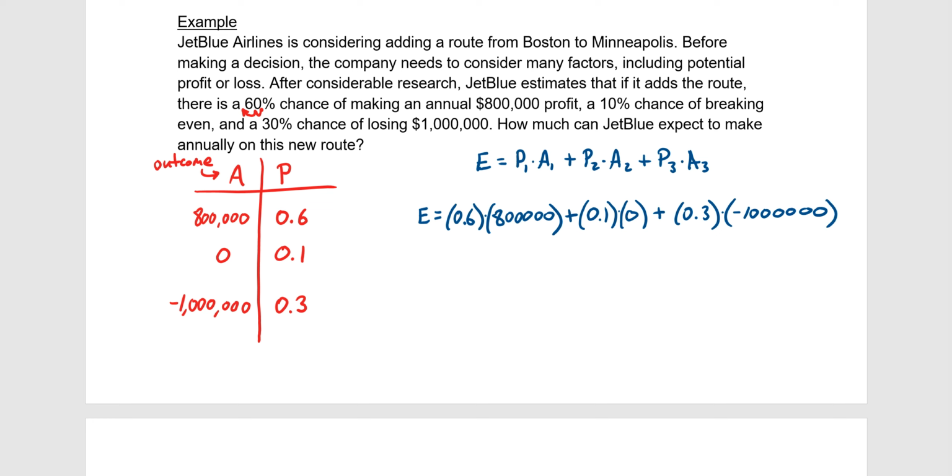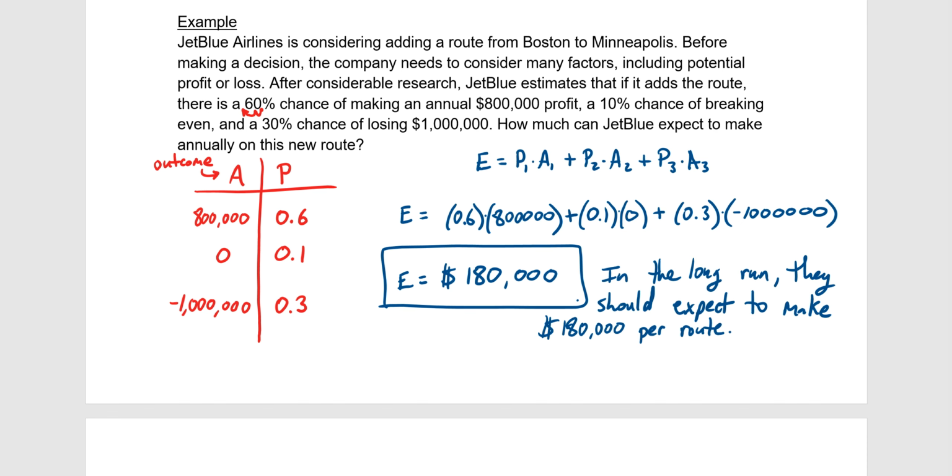You can plug this all into a calculator. Just make sure your order of operations is correct, which the calculator should take care of. Plugging this in, we should get $180,000. Make sure you have units on it because this is money. So this means that in the long run, after a long period of time, they should expect to make about $180,000 on average per route.